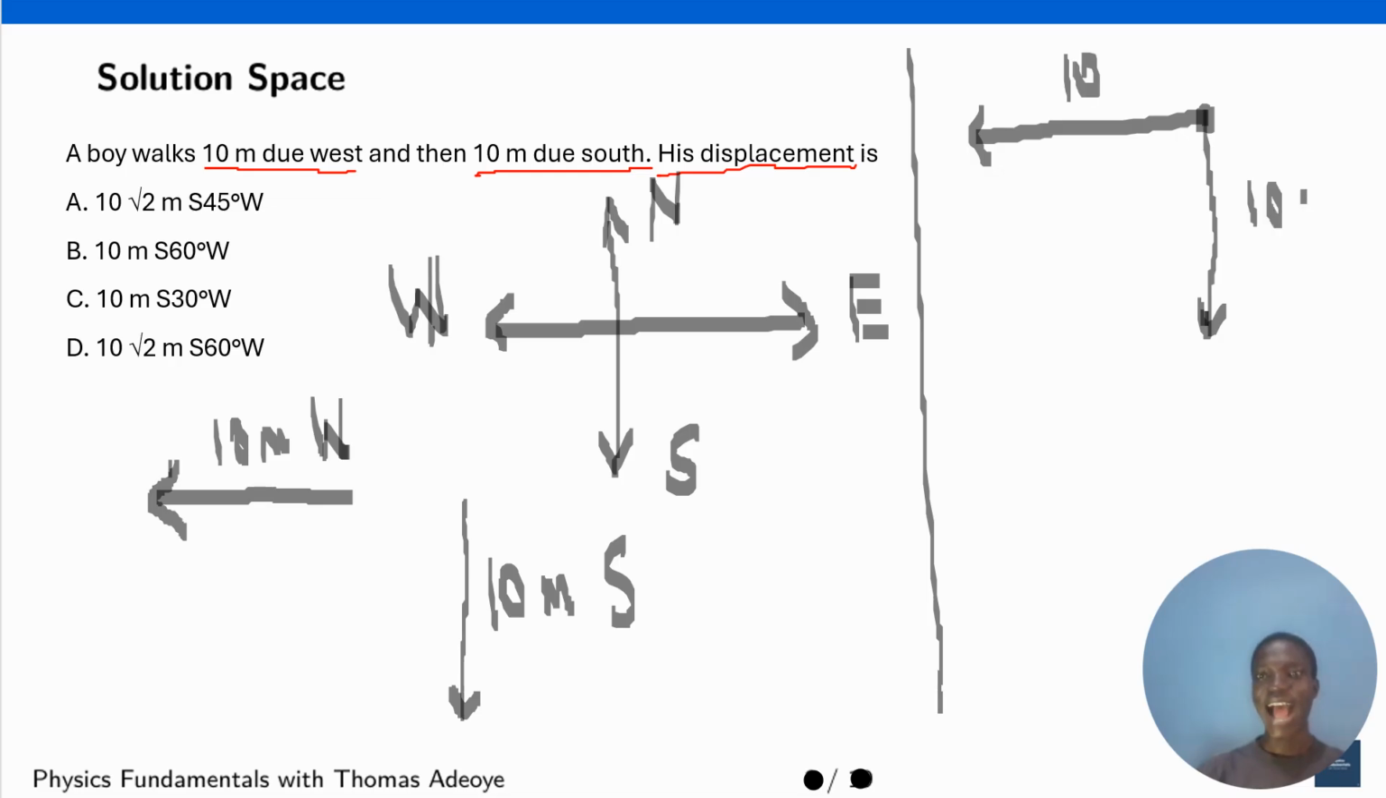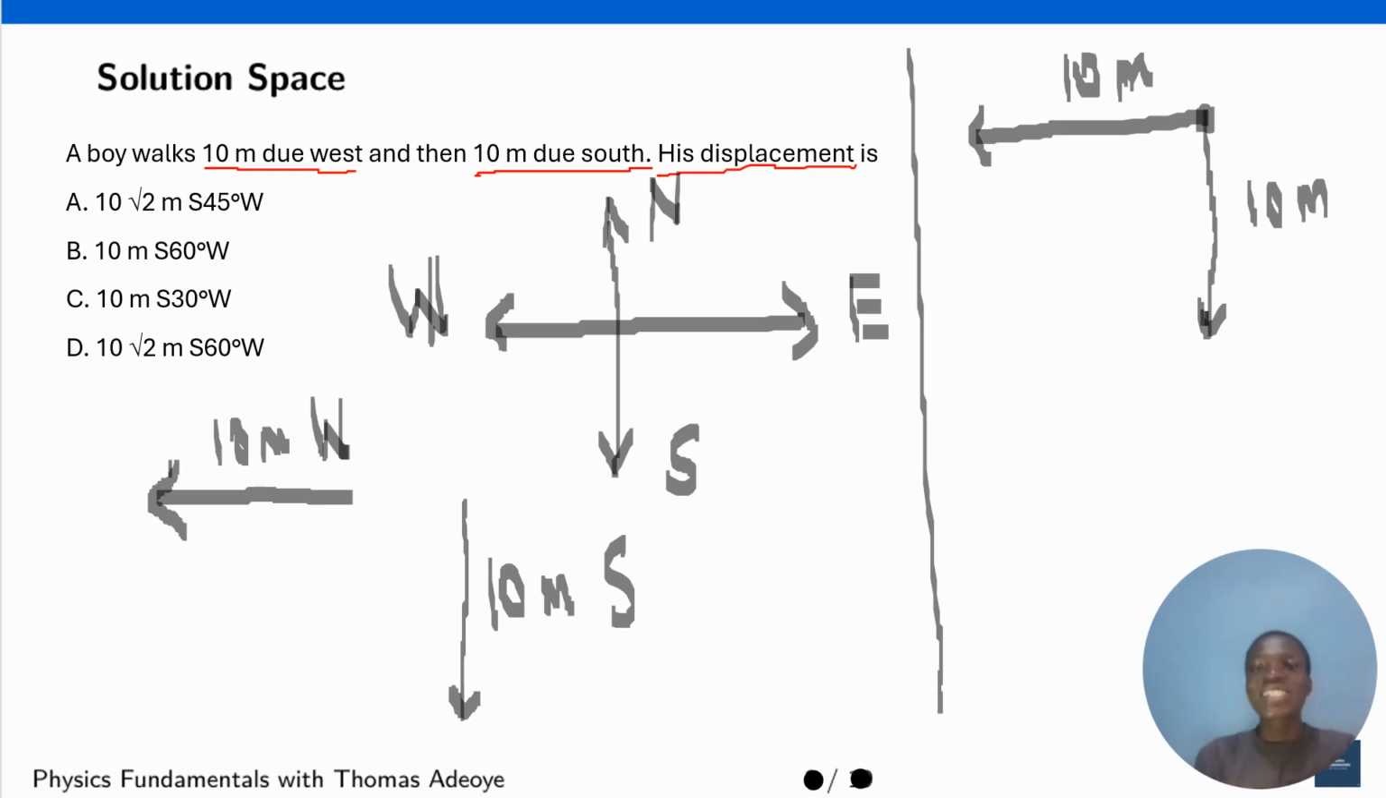Moving on, now that we have this diagram, another thing you need to know about the tail to tail method: I told you if you want to add vectors together, you can use the tail to tail method by placing the tail of one vector with the tail of the other. Now that we are done placing them together, then the resultant, which is the vector sum, represents the displacement in this question.